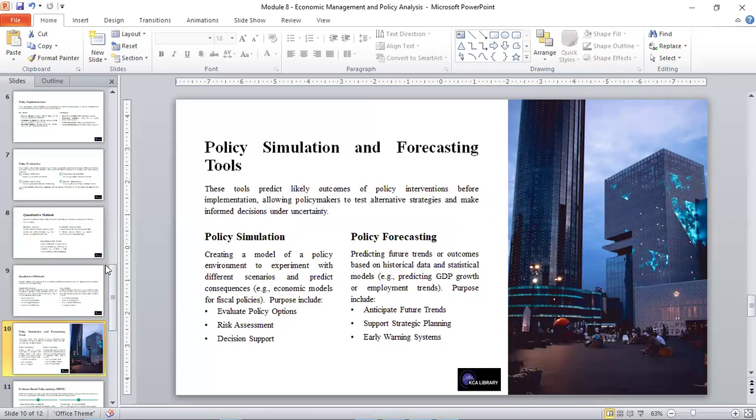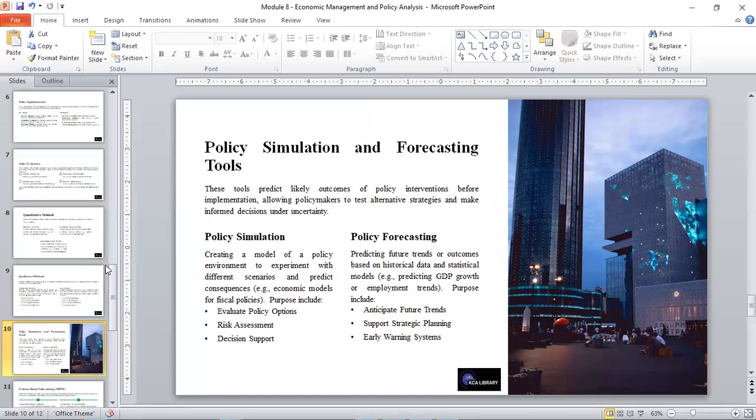Another aspect is the policy simulation and forecasting tool. These tools predict likely outcomes of policy intervention before implementation, allowing policymakers to test alternative strategies and make informed decisions under uncertainties. Policy simulation is creating a model of the policy environment to experiment with different scenarios and predict consequences. For example, an economic model for fiscal policy. The purpose of policy simulation includes evaluation of policy options, risk assessment, and also decision support.